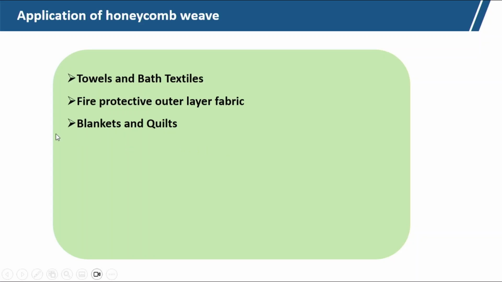It can be used in blankets or quilts, because due to the cell structure the air entrapment will be more and gives warmth. Home textiles for decorative purposes, and different garments. Normal garments we do not use, but for very special decorative garments the honeycomb weave is used, because this fabric is a little bit heavier.